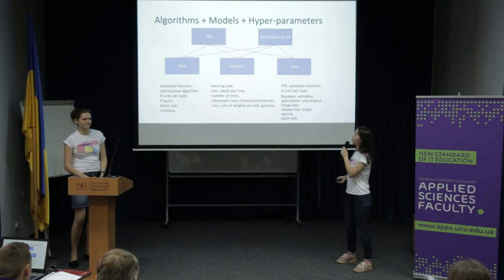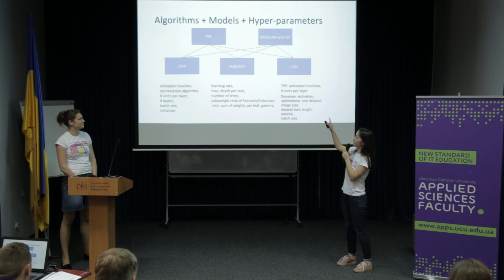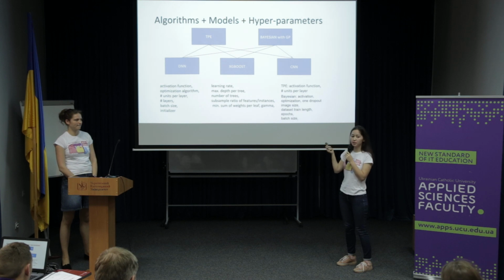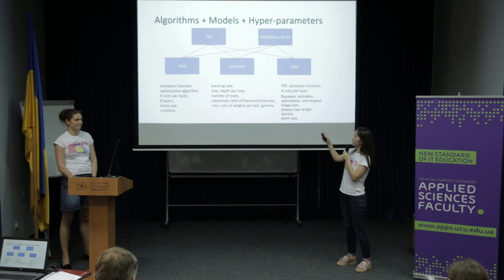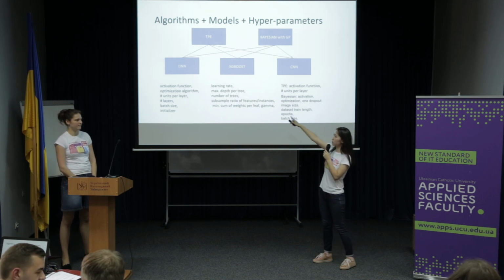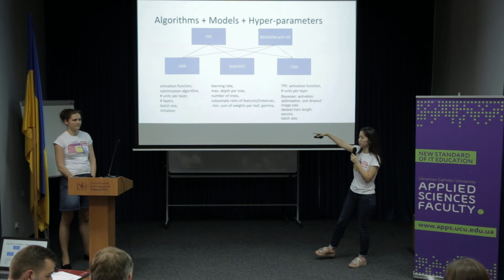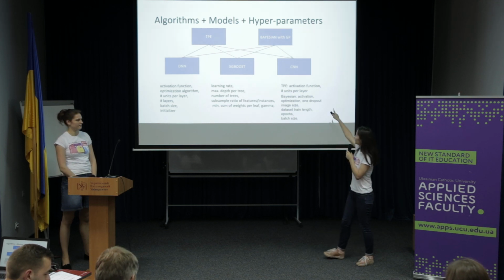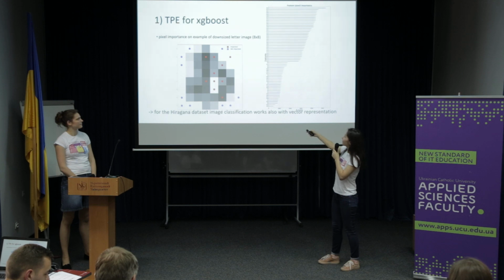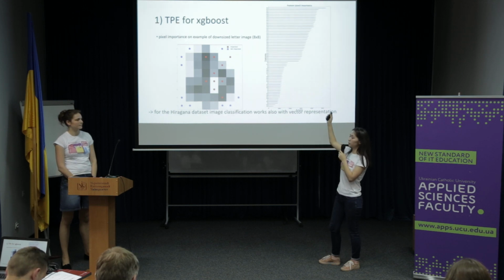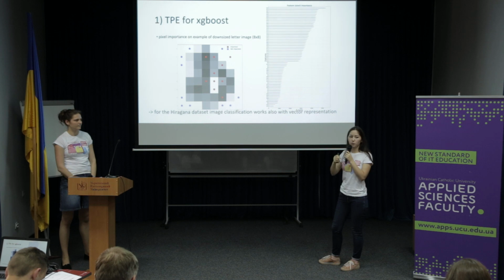So we have two algorithms, TPE and Bayesian optimization with Gaussian processes, and 3 models that we trained: XGBoost, deep neural nets, and convolutional neural nets. And as you can see, for each of them, we use a different number of hyperparameters, here 6, 5, and 2. For the first one, we chose XGBoost. And as many of you may know, XGBoost is a very computationally expensive algorithm, and for 80,000 images, it takes too long.